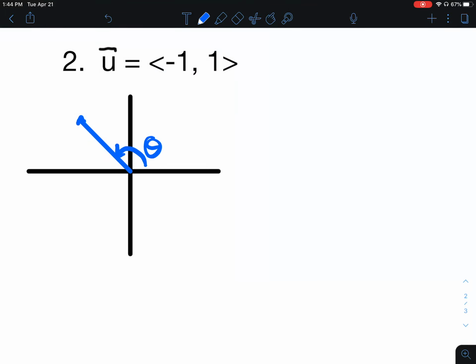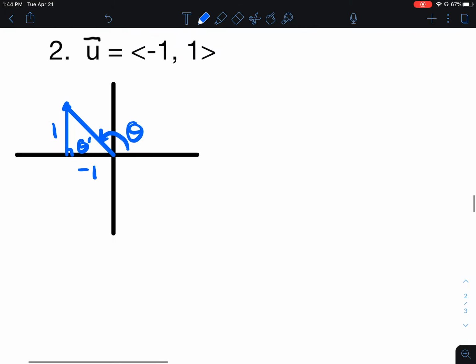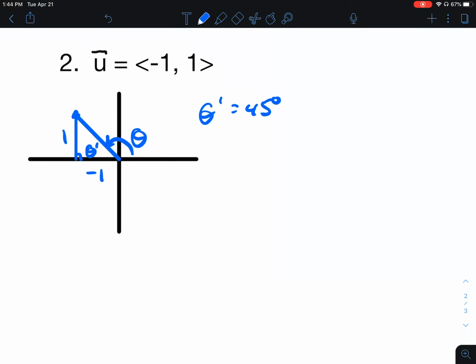We call the reference angle here theta prime. Now if we make a right triangle out of this, we went left one and up one. This is a special right triangle again, with theta prime being 45 degrees. Theta prime is not the answer. The answer is whatever theta is.